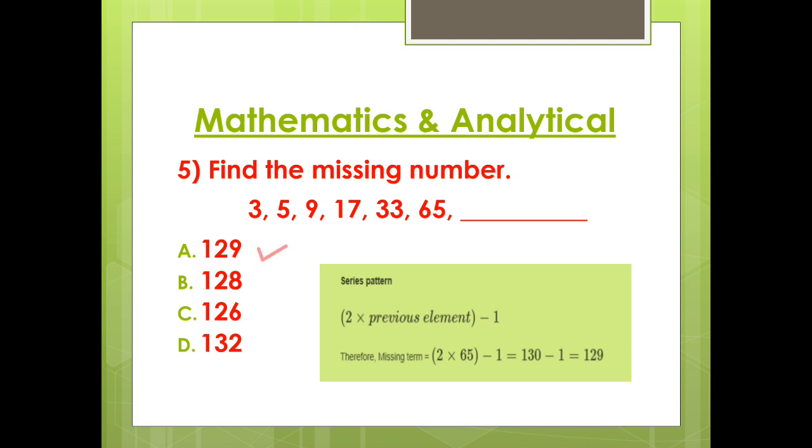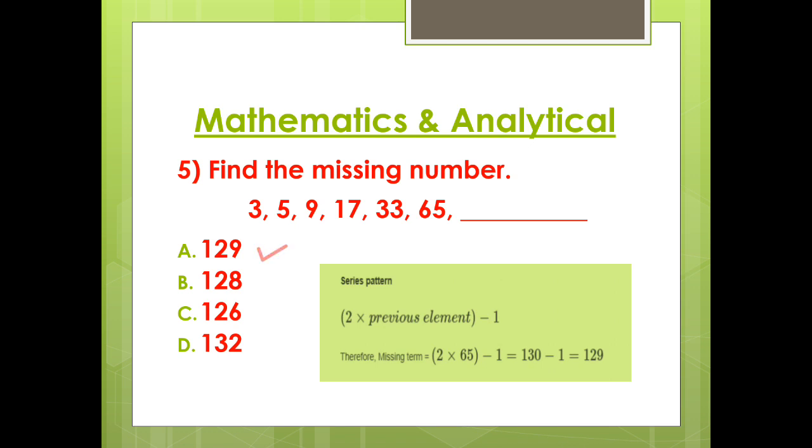Again, if you take 5, 5 into 2, 5 2s are 10. 10 minus 1 is equal to 9. So you get the third number here. Then if you keep on doing this, you will get the series. Now if you look at the last number, which is 65, 65 into 2 is equal to 130 minus 1 is equal to 129.